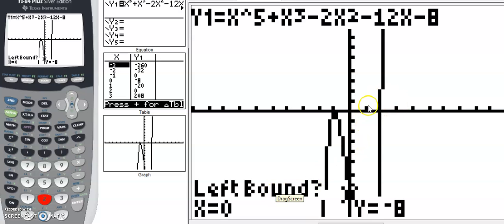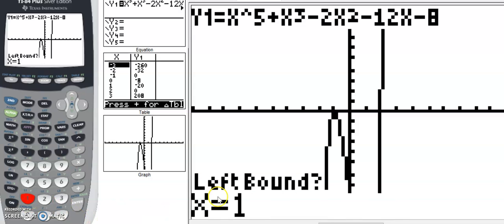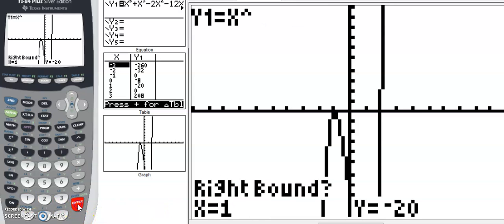So for a left bound, I want to pick an x value that I know for sure is to the left of this, but not to the left of any other 0. So for instance, I know that x equals +1 is definitely to the left of this number. So for my left bound, I'm going to type in 1, and then I hit enter.